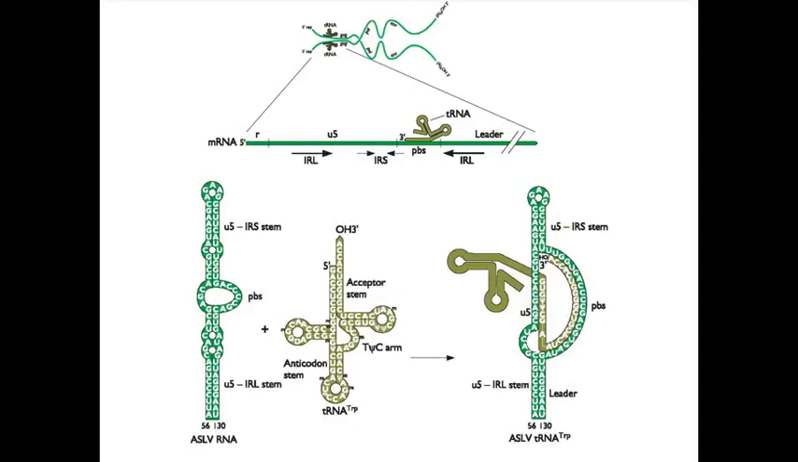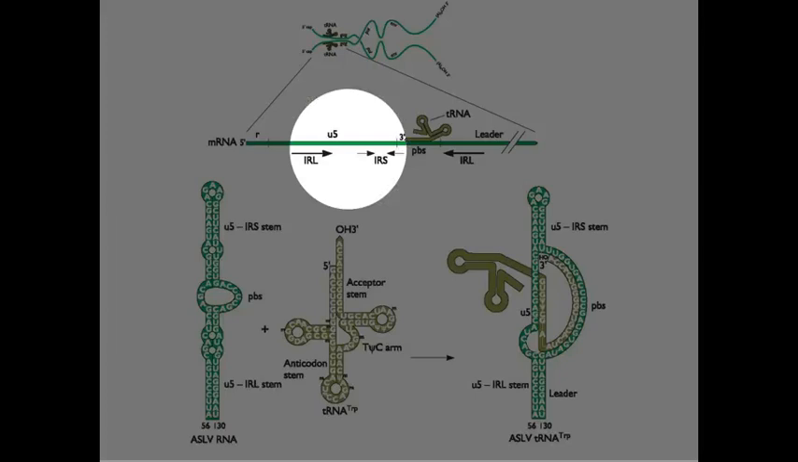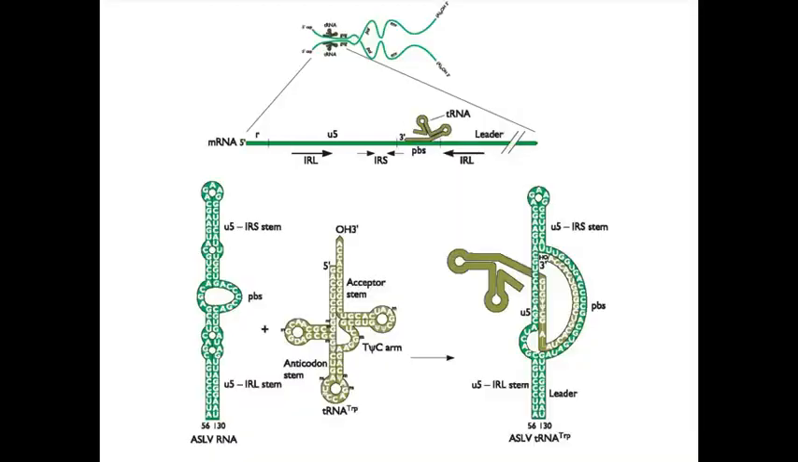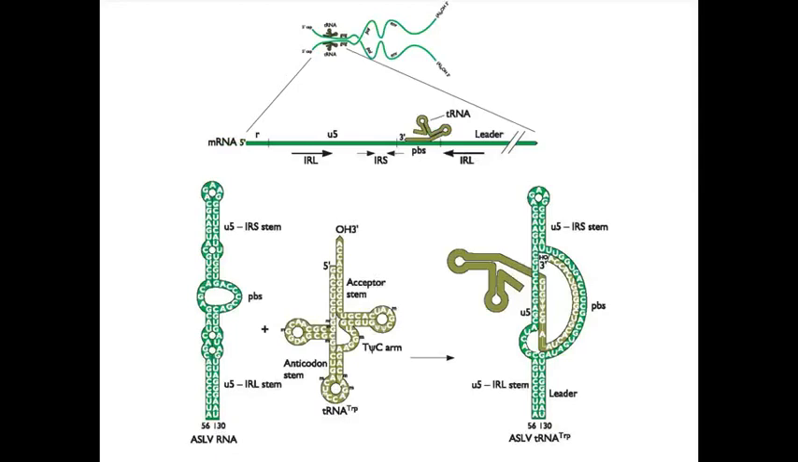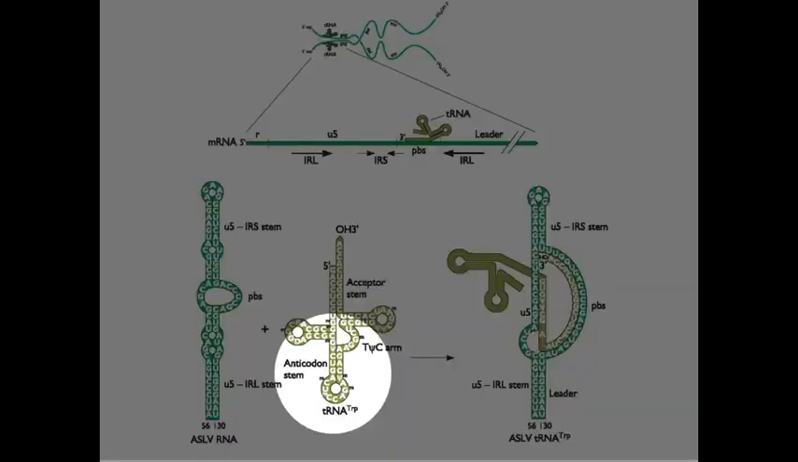This part of the genome is quite interesting. You'll see there are lots of letters for different motifs. There are inverted repeated sequences here, IRS, IRL. And there's also a very interesting constellation here called R, U5, and 3'. And the importance of those will come up in a moment. So here on the bottom is the tRNA.